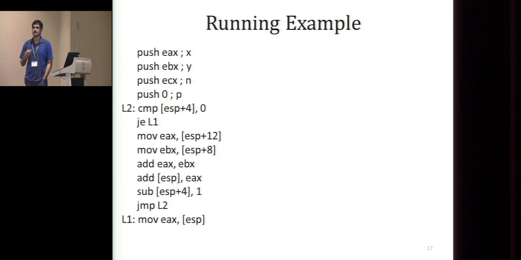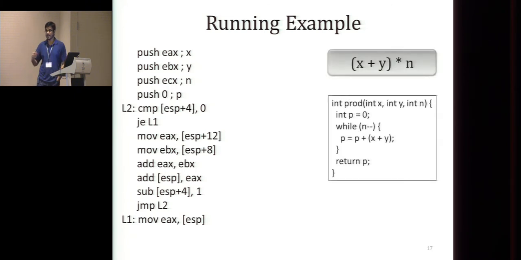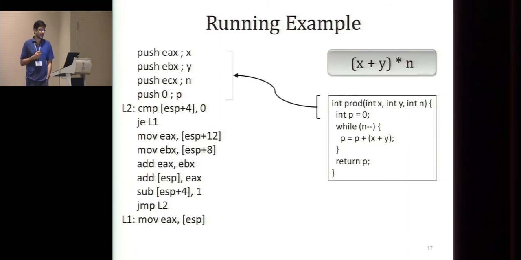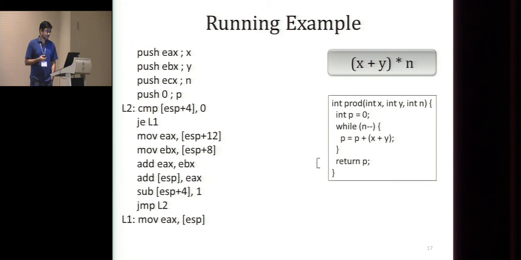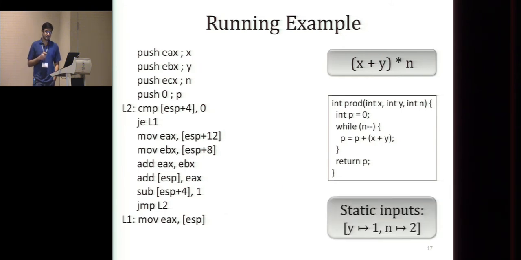I'll use a running example to illustrate Viper's algorithm. This binary computes x plus y times n. The source code that produced the binary is given on the right. This binary takes three inputs, x, y, and n, which are available in the registers EAX, EBX, and ECX respectively at the beginning of the program. The binary computes x plus y times n in a loop, and the result is available in the EAX register at the end of the program. Now let's partially evaluate this binary with respect to the static inputs, y is equal to 1 and n is equal to 2.